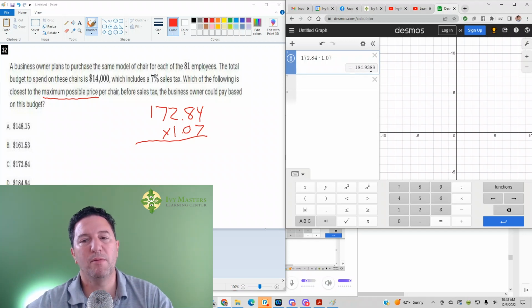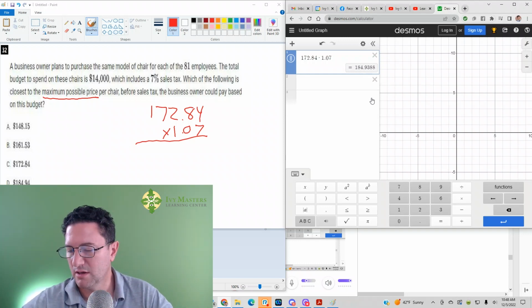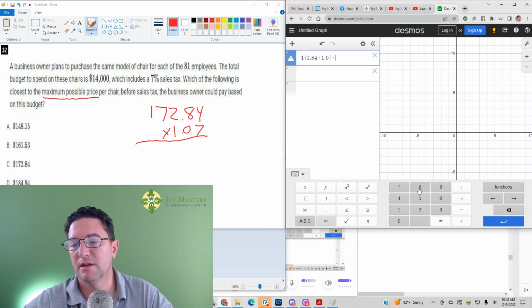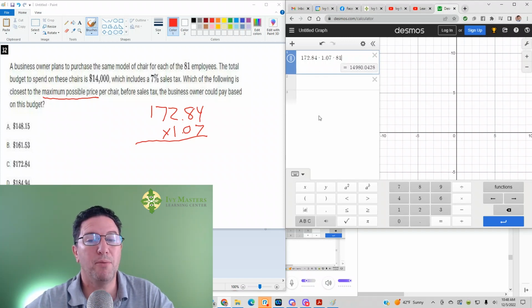Now what you've got to keep in mind is you're paying for 81 chairs at that price. So each chair is going to cost $184 and it looks like 94-ish cents times 81. And again, I can use my keyboard down here times 81. What we notice is that it's $14,980. It's a little too much. So at that point, you could eliminate C and D. That's why you want to start with one middle answer choice.